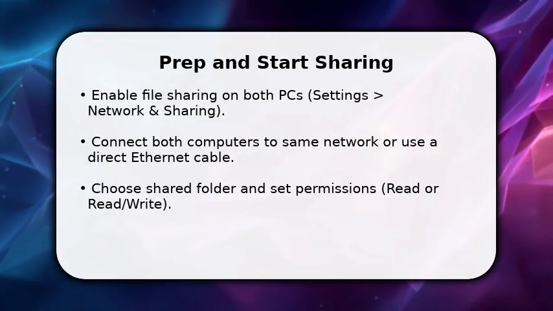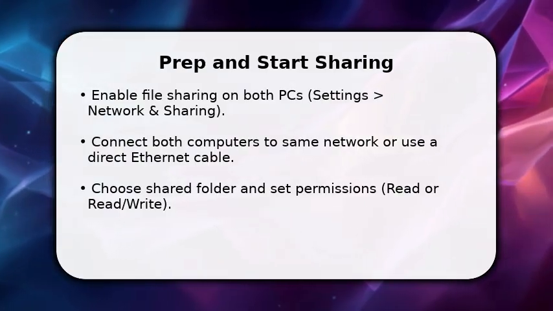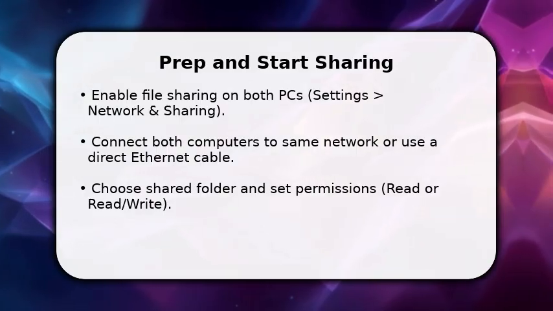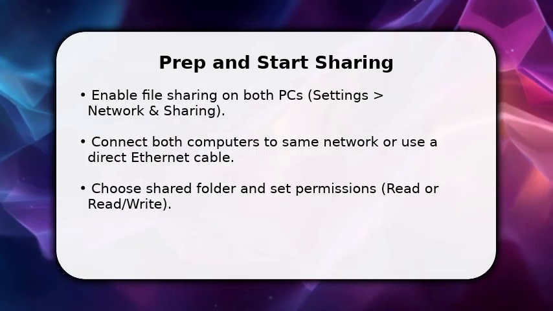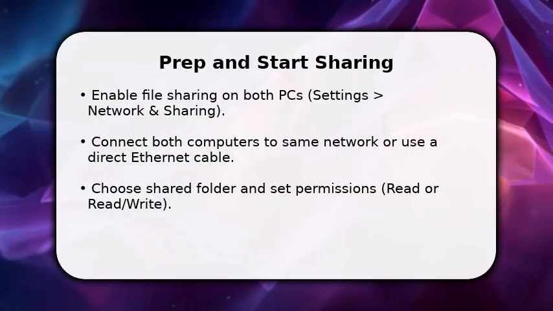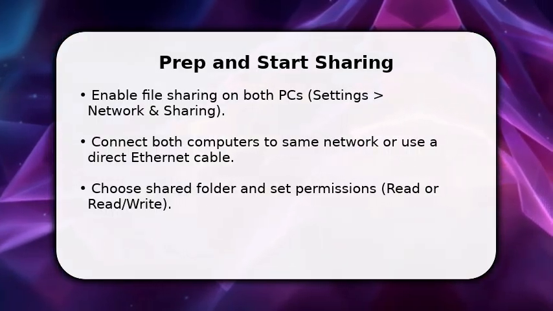You'll begin by enabling file sharing on both computers. This gives each machine permission to see shared folders. Make sure both devices are on the same Wi-Fi network or link them with an Ethernet cable for speed and reliability. Next, pick one folder to share and set simple permissions, read or read/write, so you control access.